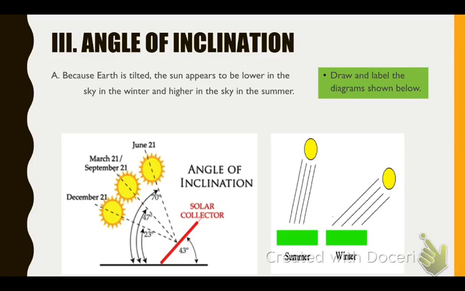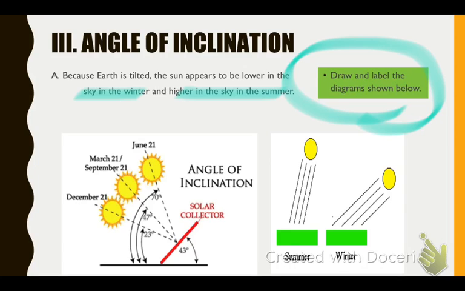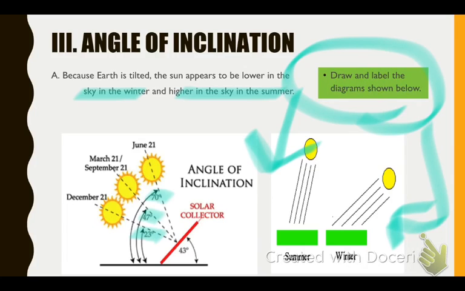Alright, angle of inclination. Because Earth is tilted, the sun appears to be lower in the sky in the winter and higher in the sky in the summer. Make sure that you draw and label the diagrams shown below. So in the summertime, it's higher, and in the wintertime, it is lower. Also include the degrees when you are drawing this diagram on the left. Go ahead and pause here.